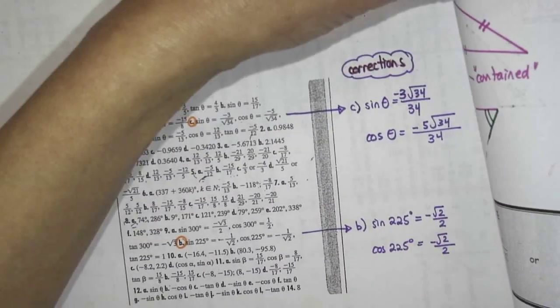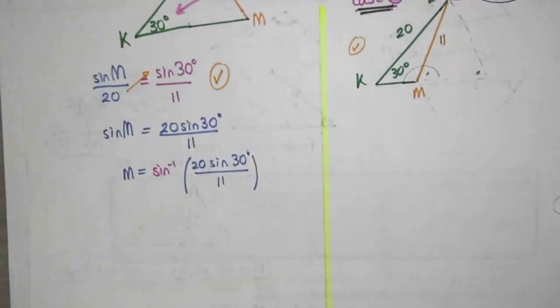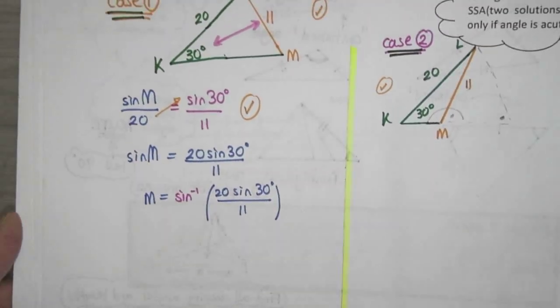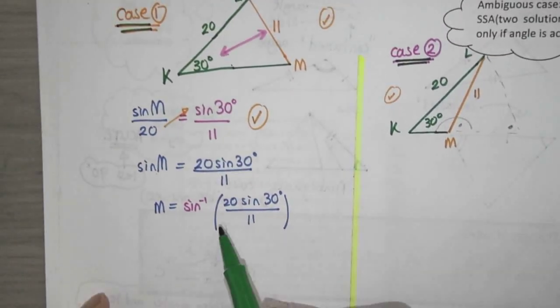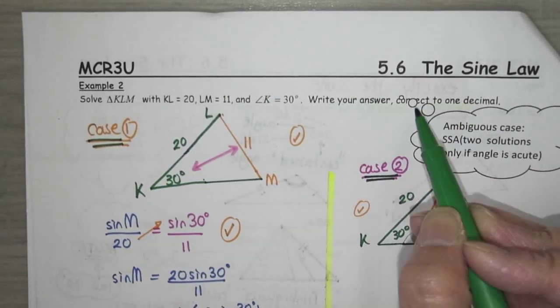Did I do that right on the previous question? Oh, no, I did the angle not to a decimal, but I couldn't do a decimal, right? Because I gave you whole numbers, so that was it. So here, let's do 1 decimal, because it says in the instructions way over here, correct to 1 decimal.